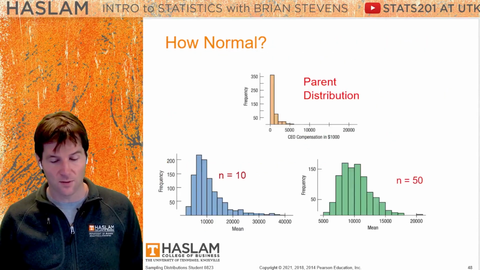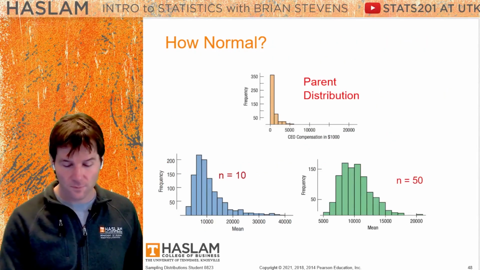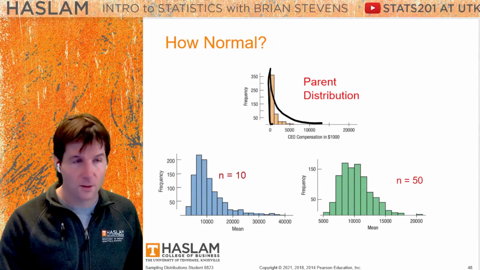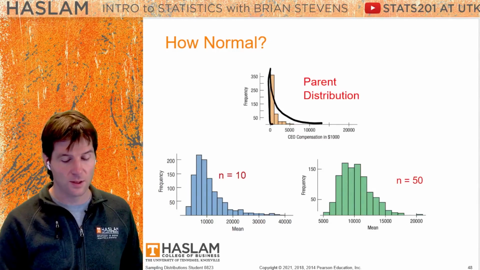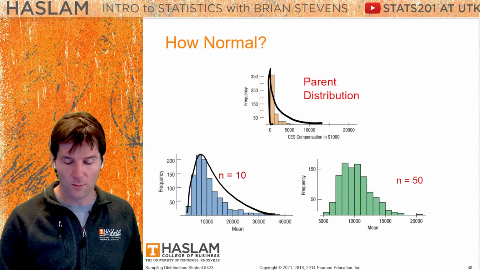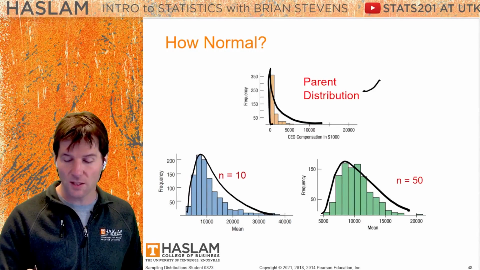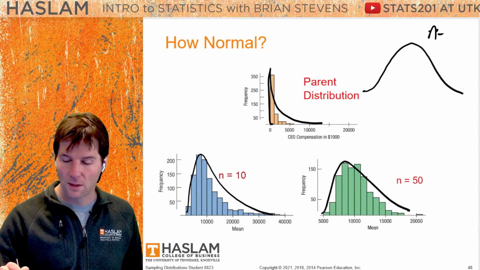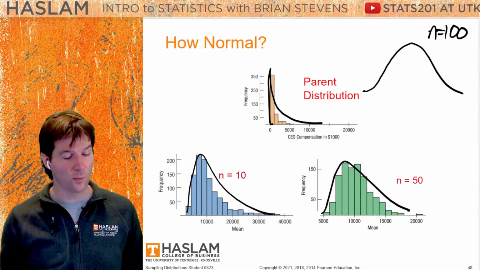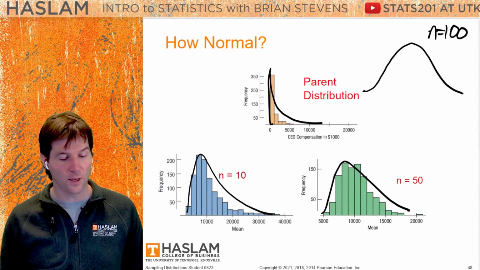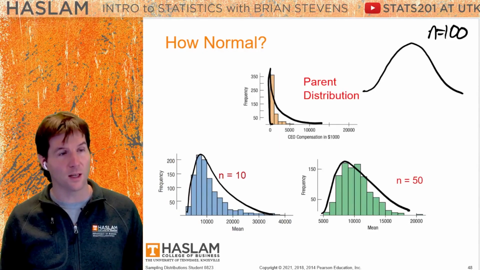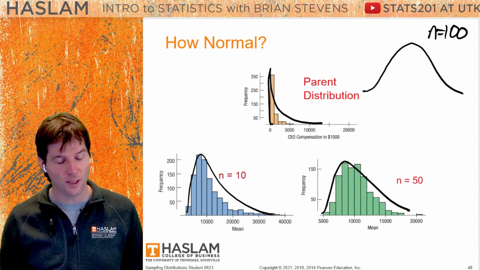First off, here's the original data. As we said, very, very right skewed. Sample size of 10, more normal. Sample size of 50, even more normal. And at a sample size of 100, we would probably achieve some sort of normality. And that's the goal right here, that as we get a large enough sample, it's normal enough.